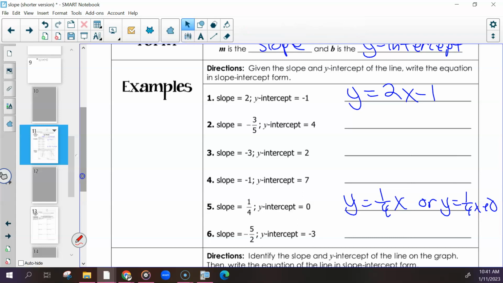So you should be able to, when given your slope and y-intercept, write it out in slope-intercept form. Make sure you don't confuse them or put them in the wrong places. We're going to skip over 7 and 8 because that's more for writing. And when we come back from lunch, we're going to start on the next page.